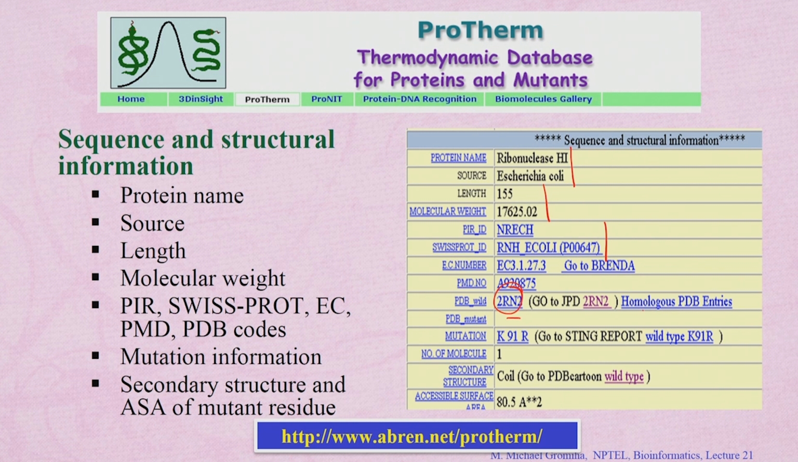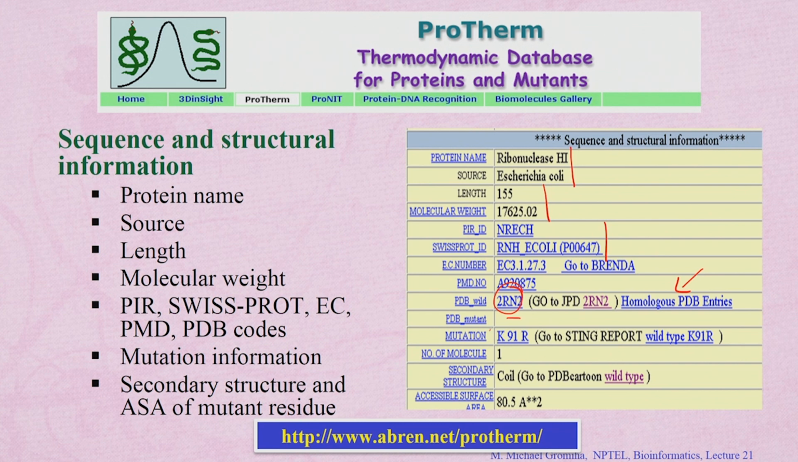Then we give the homologous PDB entries. What are homologous PDB entries? These are proteins which are similar to the wild type structure. For example, with 2RN2, you can see the proteins which are similar to 2RN2. There you will get the homologous PDB entries.